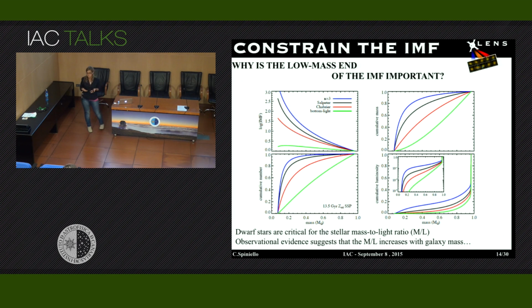In particular, low mass stars, dwarf stars, are critical for the stellar mass to light ratio, because they contribute up to 60% in the optical to the mass, but they only add a few percent to the optical light. So by changing the low mass end of the initial mass function, by making the initial mass function bottom heavier, you will dramatically increase the mass to light ratio.